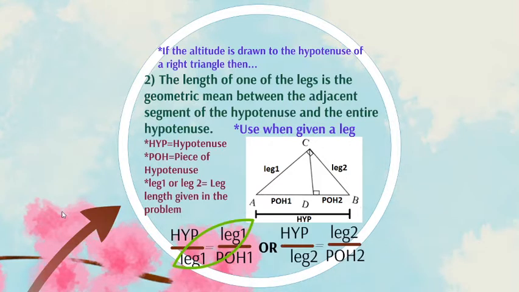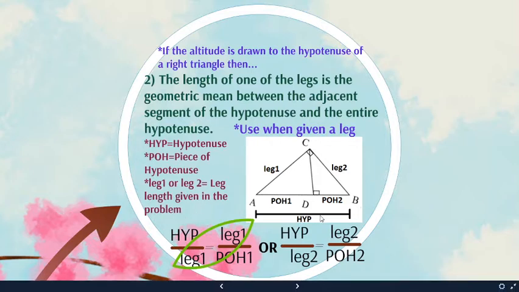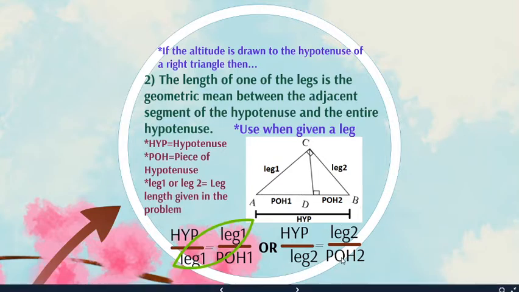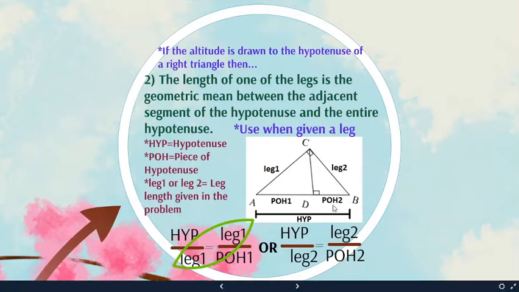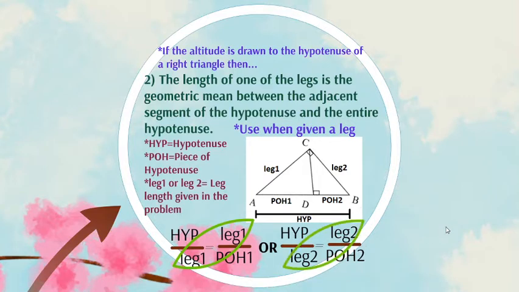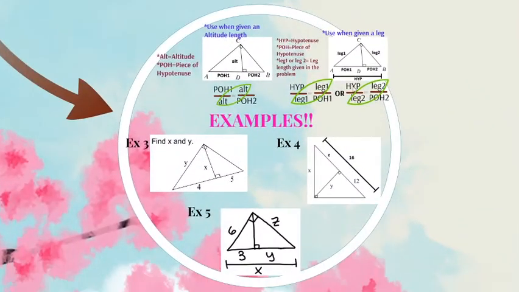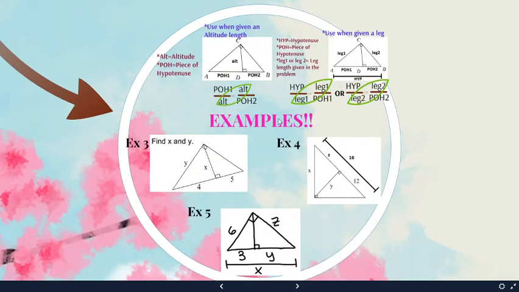Or if you're given the other leg, it's going to be the entire hypotenuse over the other leg, which will equal the other leg over the piece of the hypotenuse that's closest to this leg. If you see here, the piece of the hypotenuse that's closest to this leg is POH2. So when you're doing this, leg 1 goes with POH1, leg 2 goes with POH2. And again, this is a geometric mean because along the diagonal, I'm going to have the same value. We're going to use these two formulas, which I have up here, to solve for different side lengths that are missing in our triangle.